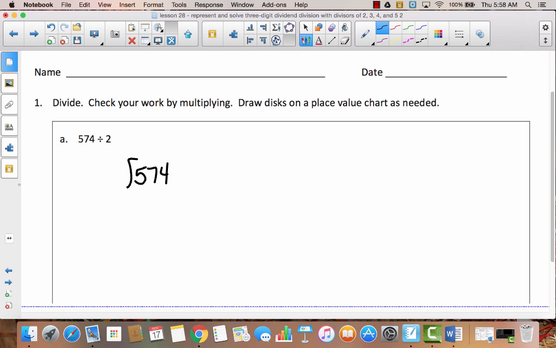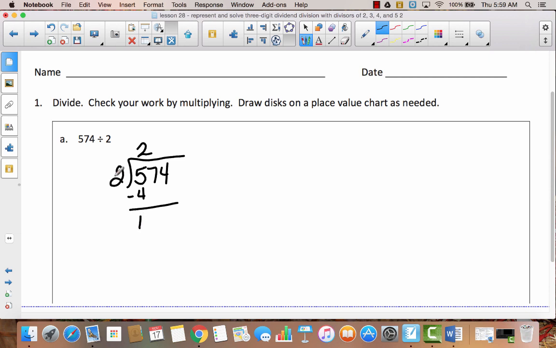And we are dividing it by 2. So just like we would if we had a place value chart, if we had 500s and we were going to put them into two groups, how much would be in each group? Well, there would be 2, right? And then we would see if we had any hundreds left over. So 2 hundreds times 2 is 4 hundreds. That means I have 1 hundred left over.